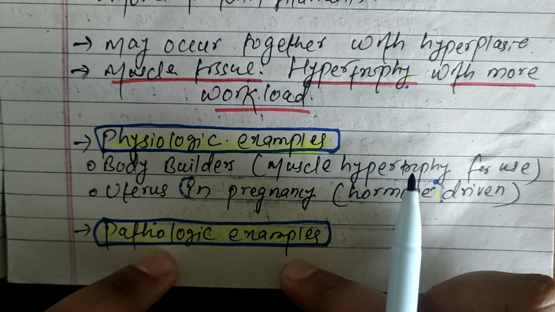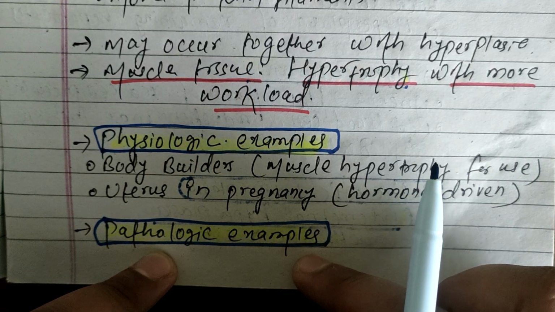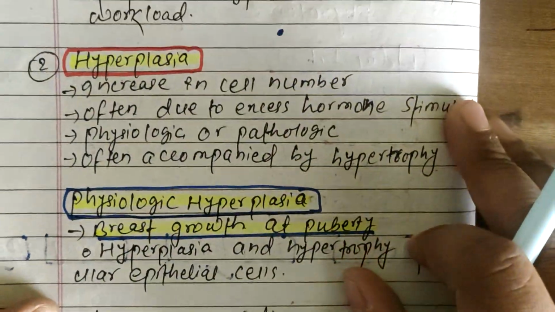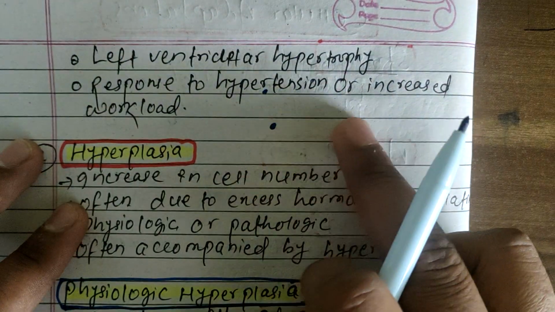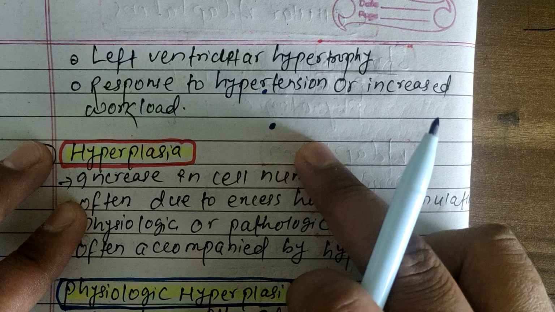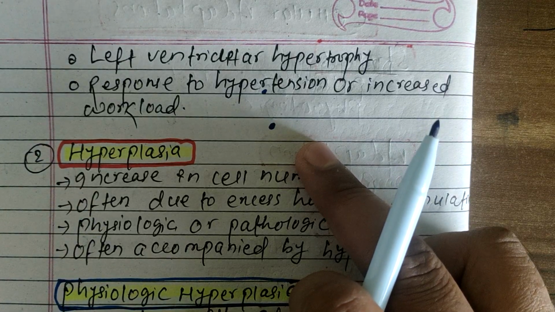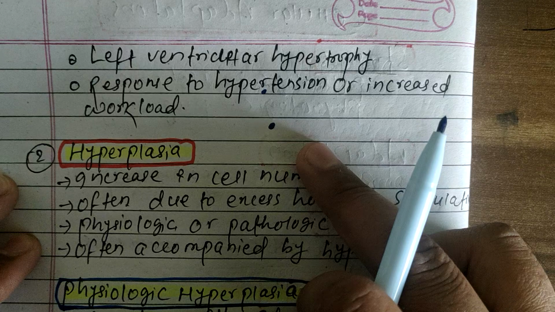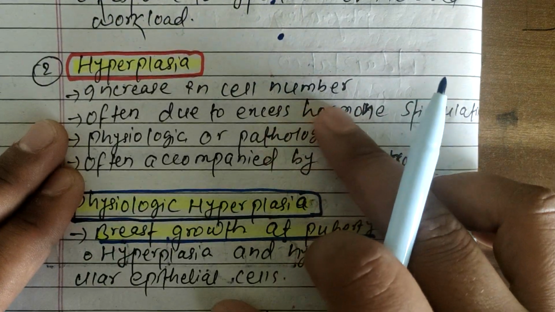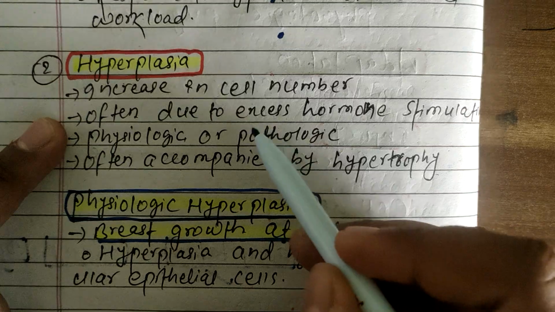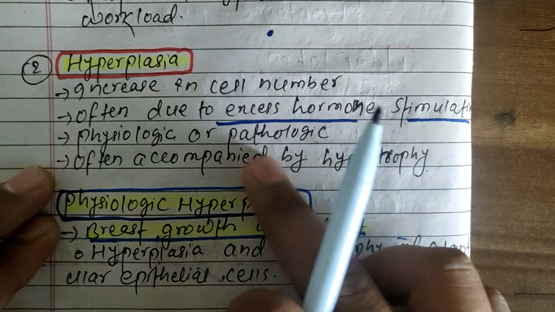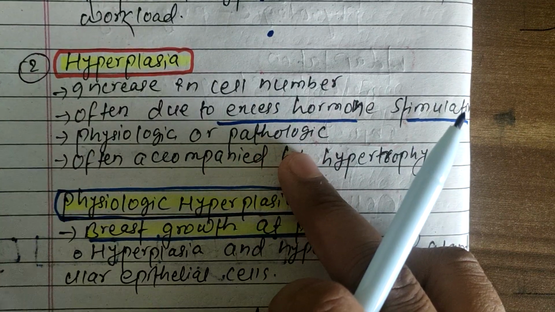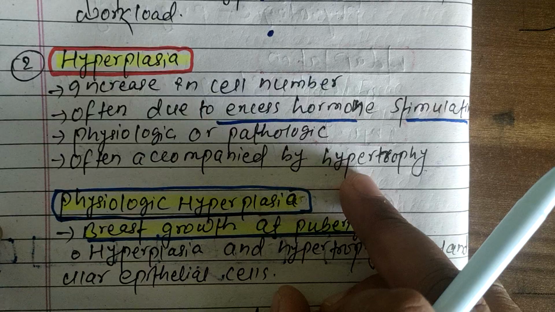Now let's talk about the pathological examples of hypertrophy. In pathological hypertrophy, the example is left ventricular hypertrophy, which is a response to hypertension or increased workload. The left ventricle gets hypertrophied. Similarly, the next cellular adaptation is hyperplasia. Hyperplasia is the increase in cell number, and it is often due to excess hormone stimulation. It may be physiologic or pathologic. It is often accompanied by hypertrophy.